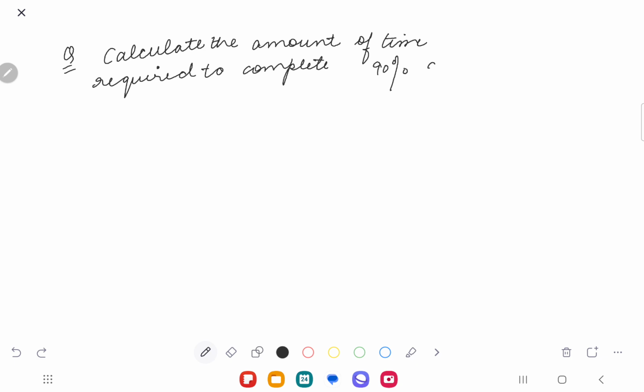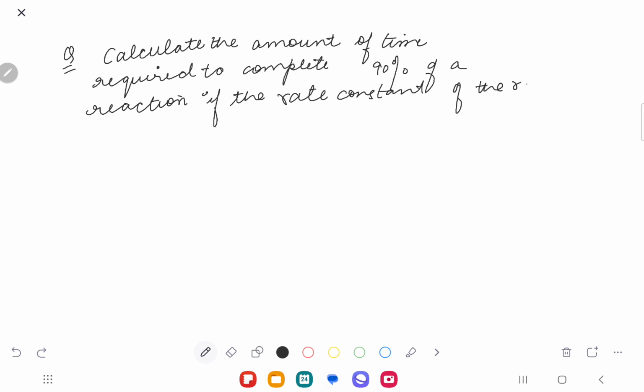Let's suppose the question says, calculate the amount of time required to complete 90% of a reaction if the rate constant of the reaction is 62.7 into 10 raised to the power minus 3 seconds inverse. That's the rate constant.